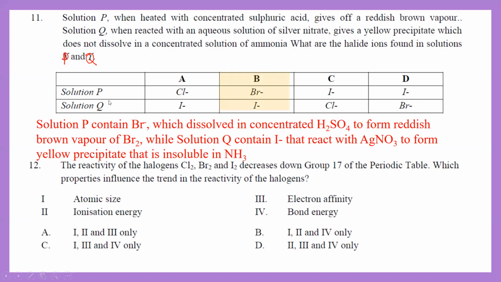Okay, then we have question number 12. The reactivity of the halogens chlorine, bromine, and iodine decreases down group 17 of the periodic table.